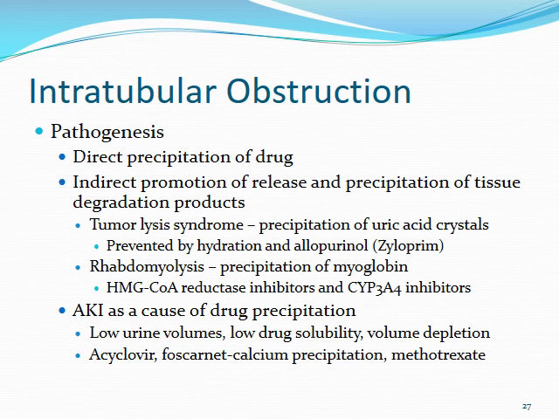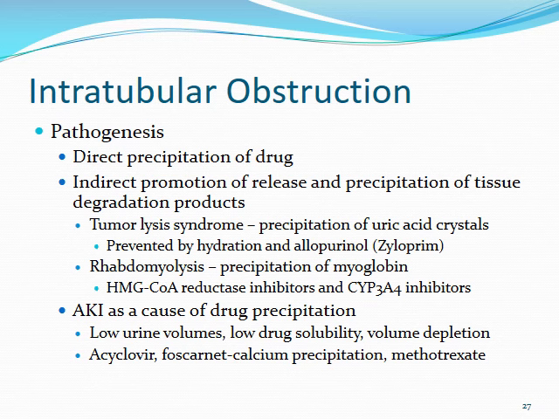Not something you want to have to use if you can prevent it. Another good example would be rhabdomyolysis. You can see a precipitation of myoglobin after a lot of muscle breakdown has occurred, and this can be related to things like having an HMG-CoA reductase inhibitor on board, along with a CYP3A4 inhibitor. So again, having those high concentrations of the HMG-CoA reductase inhibitor, like your simvastatin, leading to muscle breakdown and rhabdo that precipitates out and causes pretty significant kidney injury.